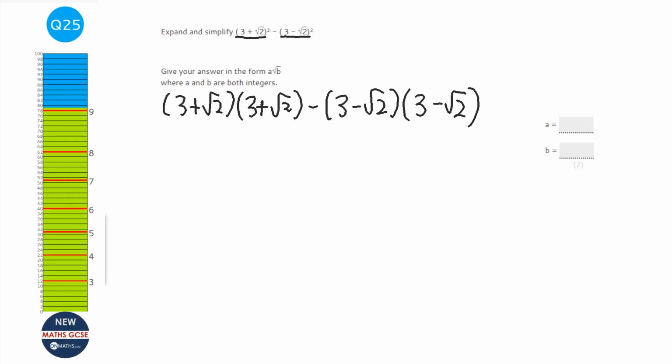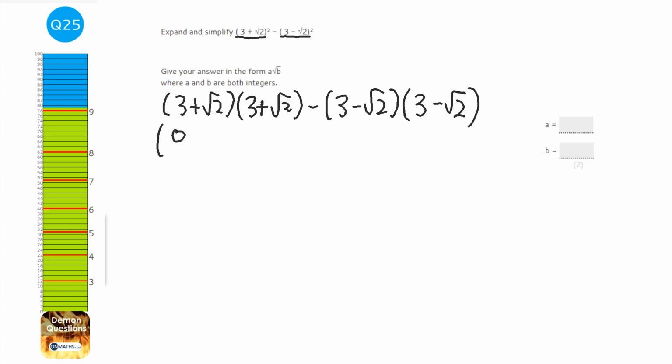Okay, now we're going to expand these. Now I'm not going to go into the methods of expanding quadratics, but we've got loads of videos on our channel and our website to help you with that. So use whatever method you are comfortable with, whether it's FOIL or smiley face or whatever you want. I'm going to put them into brackets though.